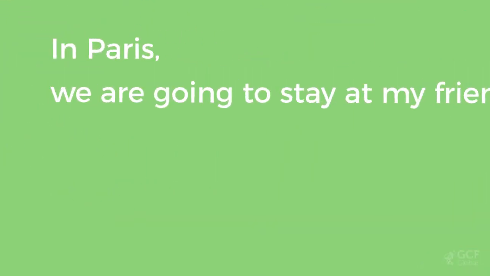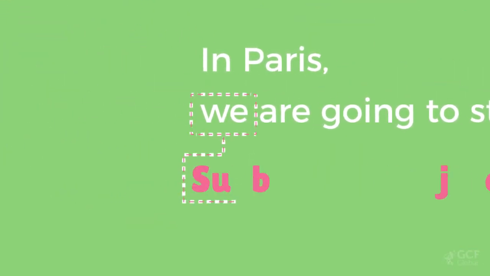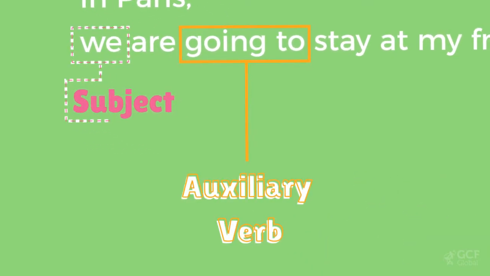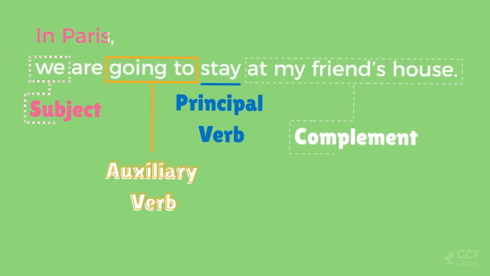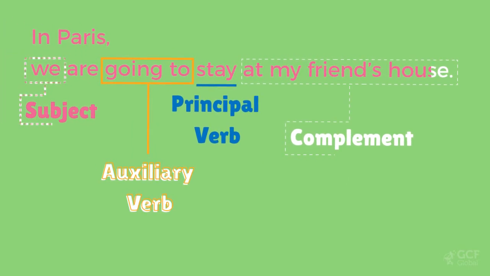The structure of sentences in simple future is subject, auxiliary verb, principal verb, complement. In Paris, we are going to stay at my friend's house.